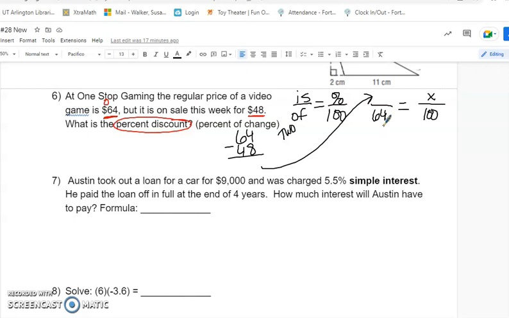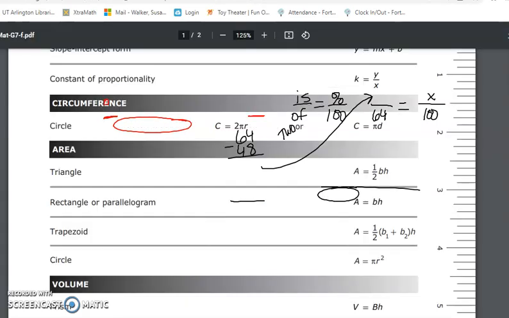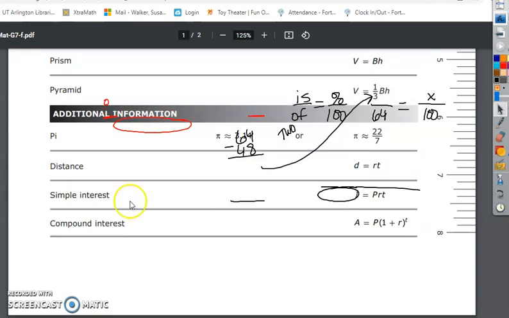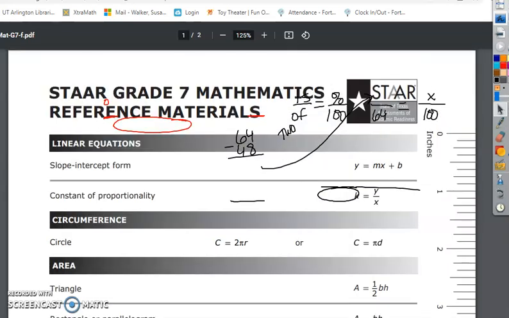Okay. Number 7 says Austin took out a loan for a car for $9,000 and was charged 5.5% simple interest. He paid off the loan in full at the end of 4 years. How much interest? We only want the interest, okay, at the end of 4 years. So hopefully you recognize simple interest. If not, here it is, simple interest. I equals PRT, I party, remember?